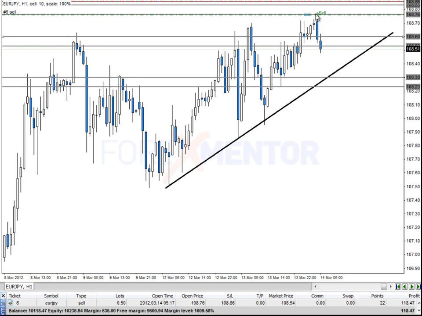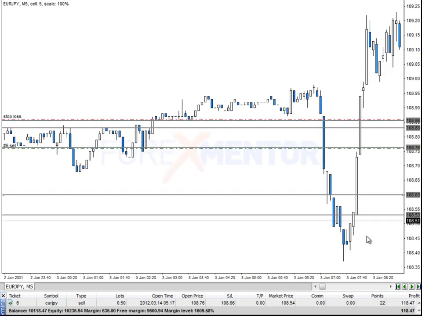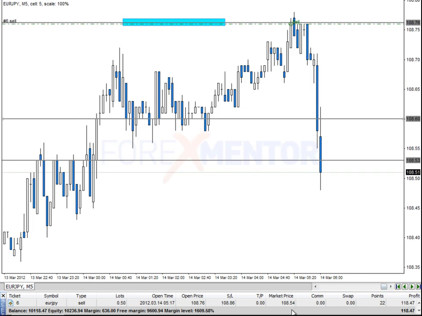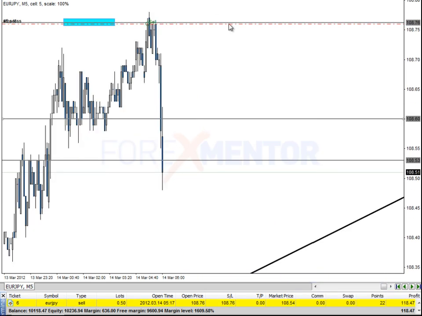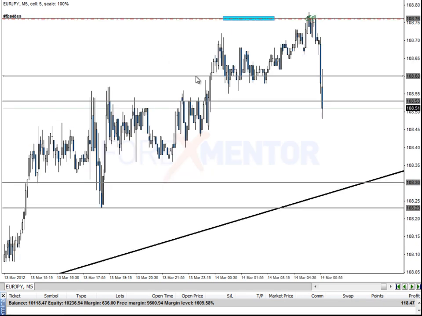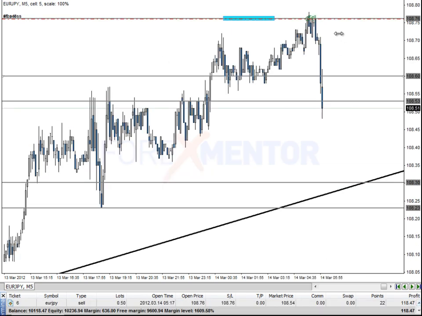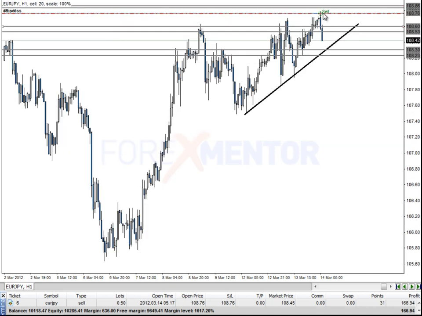So I want to get the stop to break even on this, and hopefully this area will hold, and we can shoot for this area of support here in this trend line. So we just shift this to break even. I want to compress this. Just follow price along. Price is still moving down nicely. That's what we want to see.